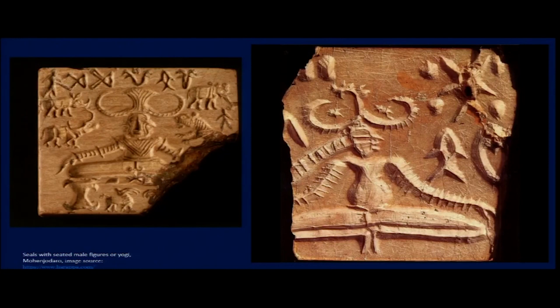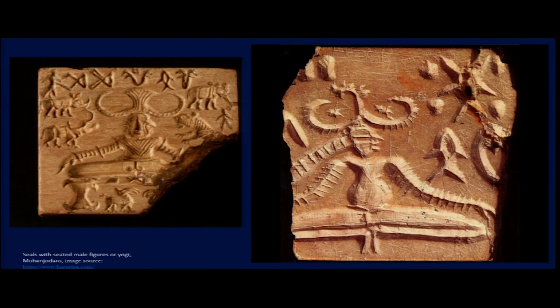For example, the ones we have on screen here. There are two seals on screen. On the left side there is this squarish seal in which there is some script in the upper register of the seal, and we can imagine that it is the undeciphered Harappan script that I have already mentioned before.